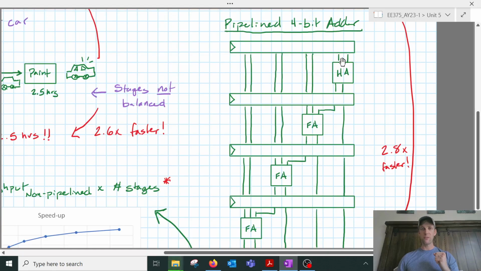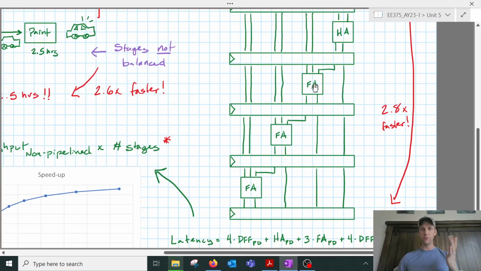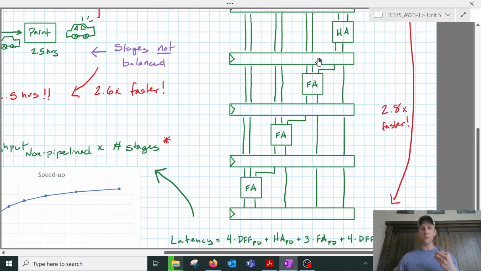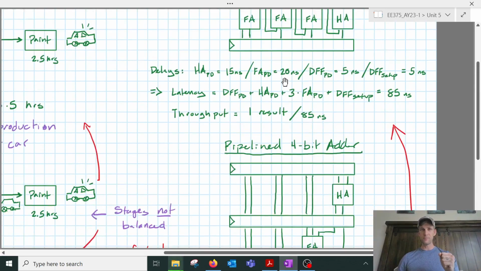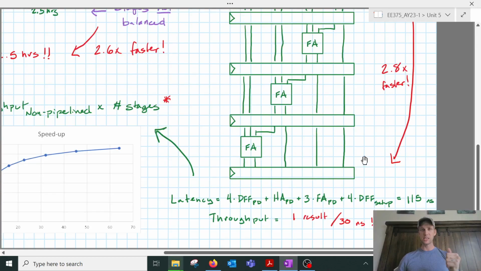Instead of having to wait for a half adder and 3 full adders to complete before my next clock edge, I only need to wait for the full adder, which is, I think, the longer propagation delay in this example, right? 20 nanoseconds. I only need to wait for one D flip-flop propagation delay, the propagation delay of my full adder, and the setup time of a D flip-flop. Those are the only 3 things that need to happen between each clock cycle. So if I add those up, 5 plus 20 plus 5 is 30 nanoseconds. I can get one of my results every 30 nanoseconds, right? I can trigger my clock every 30 nanoseconds.